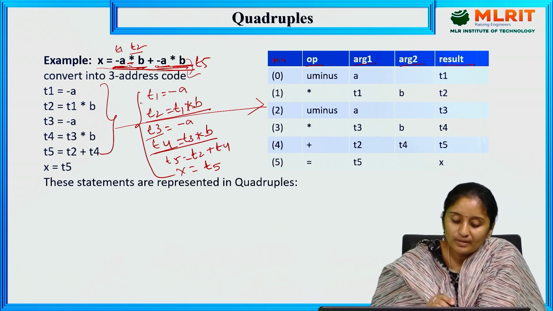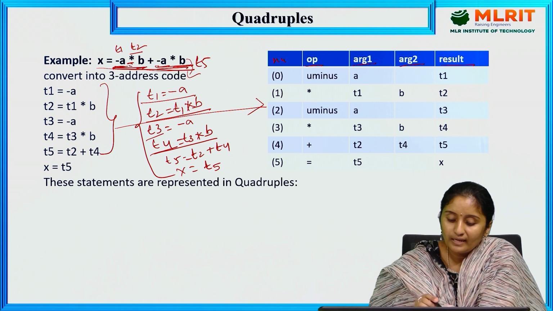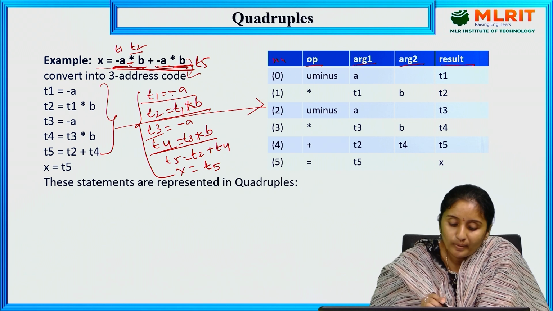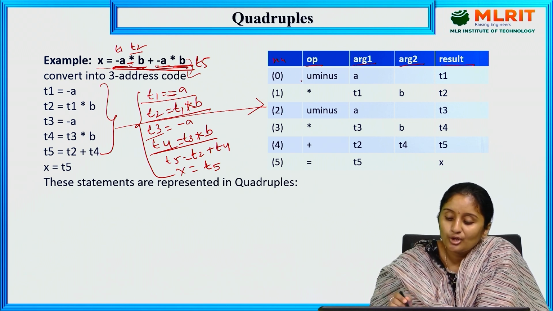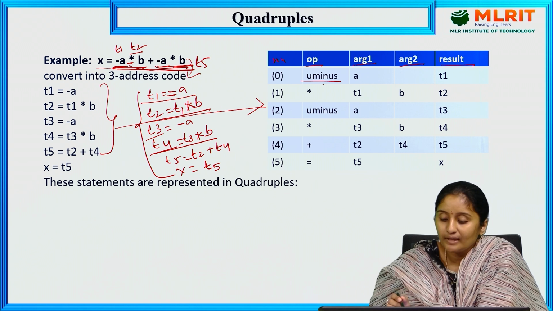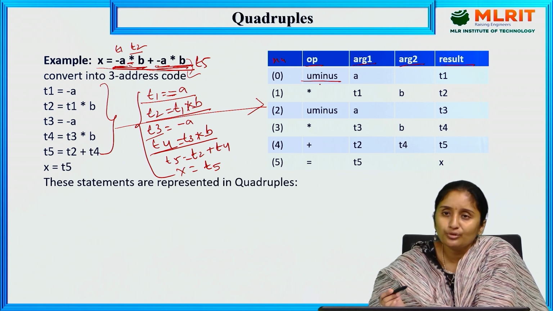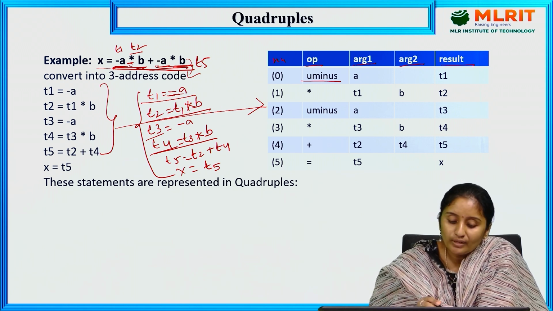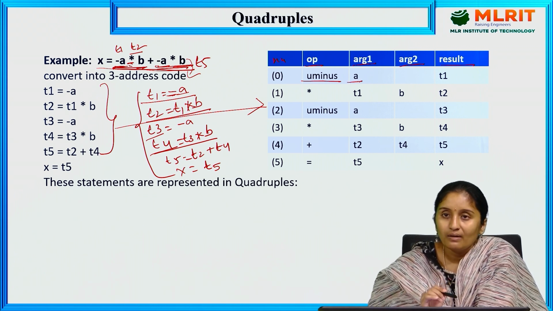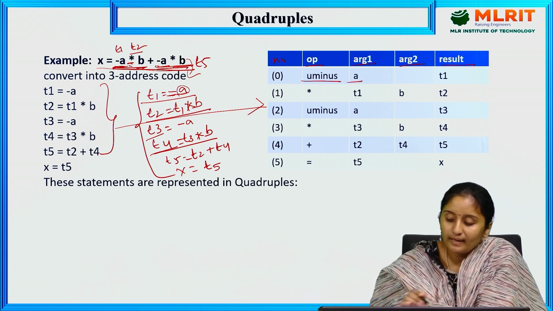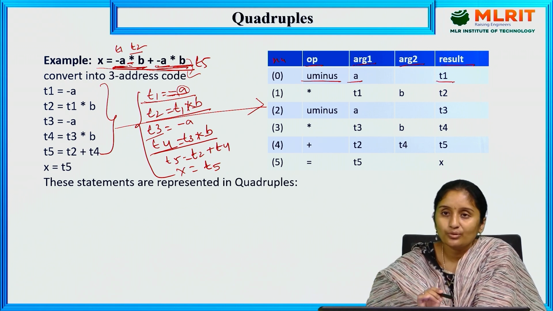So here, first expression, we need to evaluate individually, one after the other. So, T1 equal to minus A. What is the operator I have here? Minus. What type of operator is it? Unary minus. I have written here U minus. It is pointing to unary minus. Only one operator is existing. That is argument 1, that is A. And result is where? In T1. Result is stored in T1.